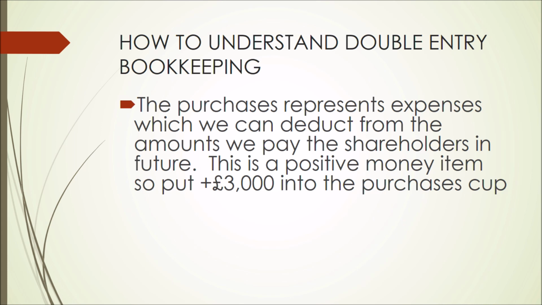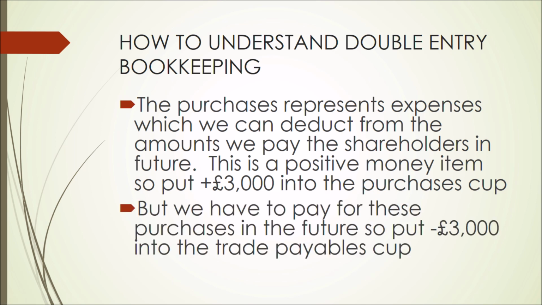The purchase represents an expense, which we can deduct from the amounts that we pay to shareholders in the future. So any expenses, we can deduct off the amounts we pay to shareholders in the future. Sales, we have to add on the amount that we owe them in the future. Expenses, we deduct off. So it's a positive money item, so it's a plus 3,000 in the purchase cup. But we've got to pay for those purchases in the future. Those suppliers want to be paid for it, so it's minus 3,000 into the trade payables cup. It's money out in the future, minus 3,000, and that's going to be to somebody who doesn't own the company, so it's a liability to non-shareholders on the liabilities page.